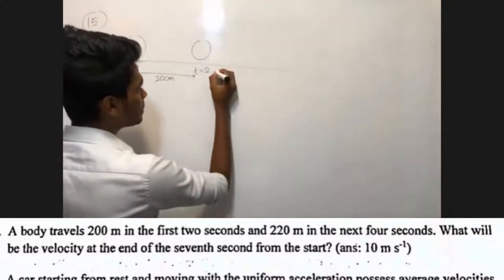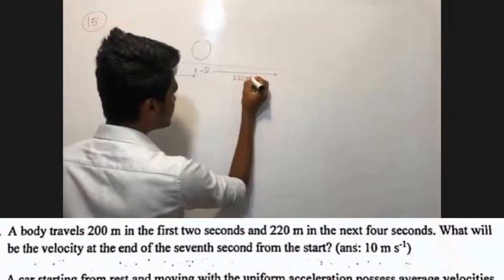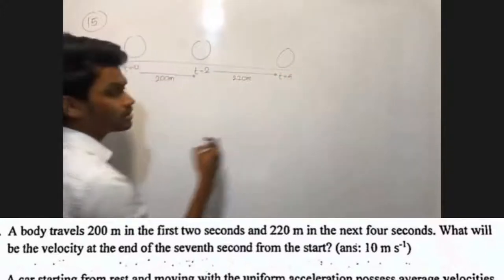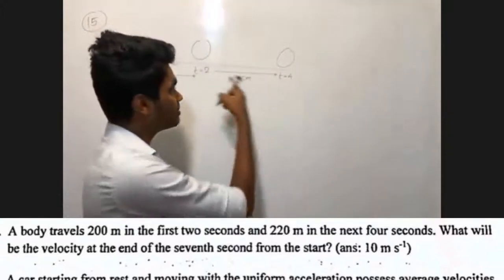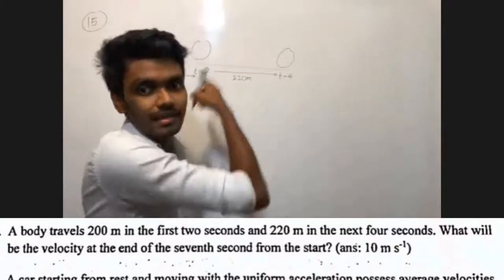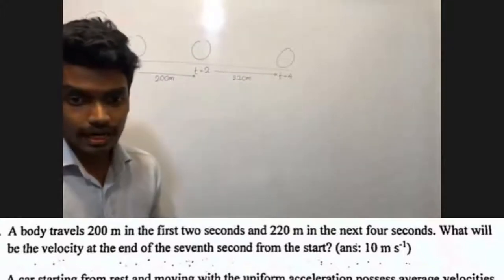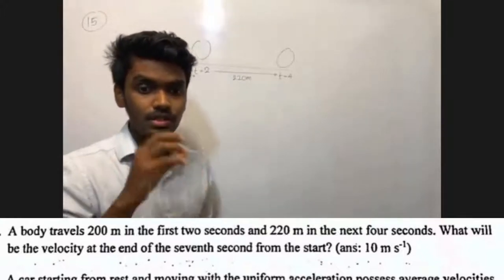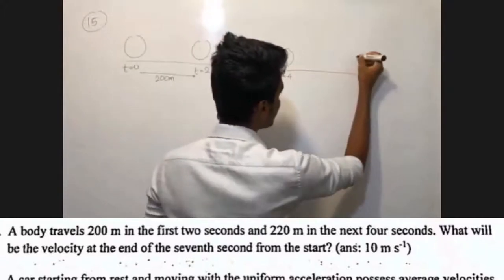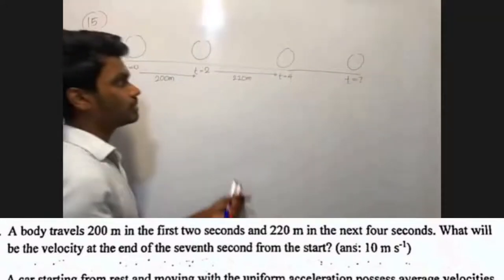And 220 meters in the next 4 seconds. Next two seconds means from t equal to, if you add 2 more seconds, it is t equal 4, right? So pretty obvious. Okay. And then what will be the velocity at the end of 7th second? What they're asking is, what will be the velocity at the end of t equal 7? What will be the velocity at this point?